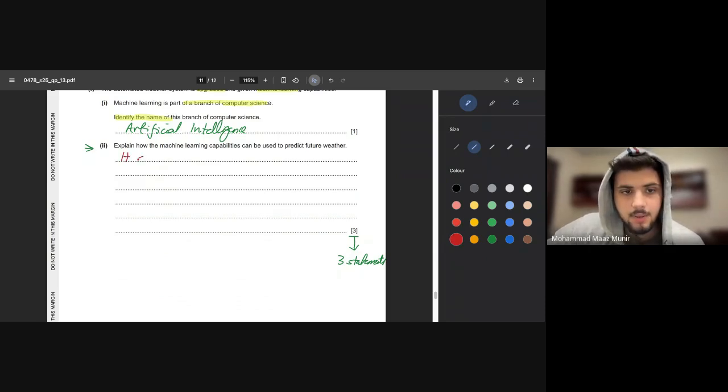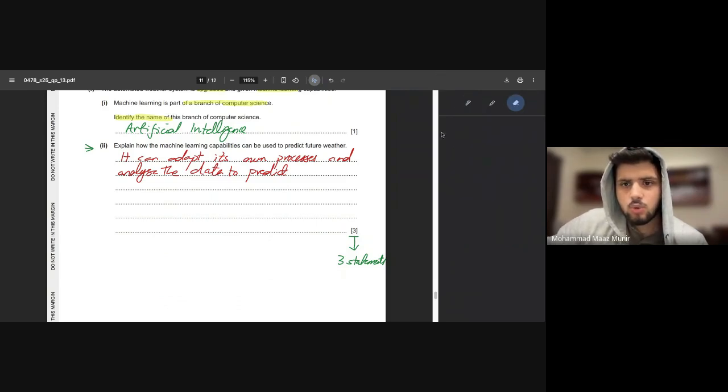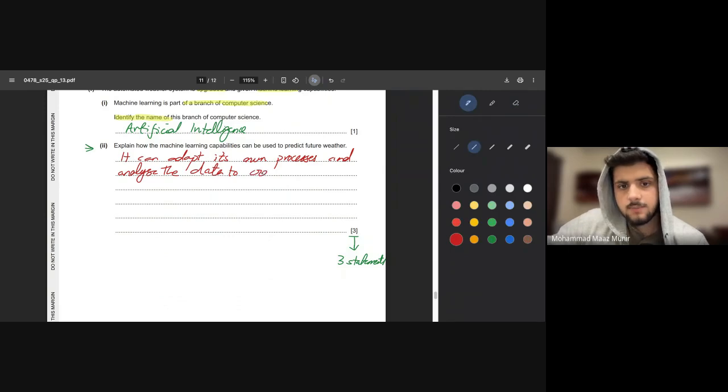It can adapt its own processes and analyze the currently available data to predict patterns. To predict patterns, no, to create patterns.